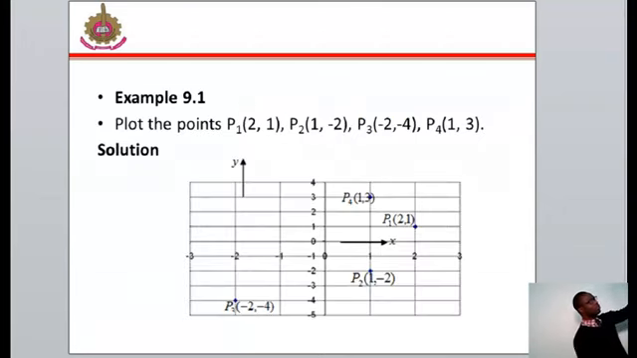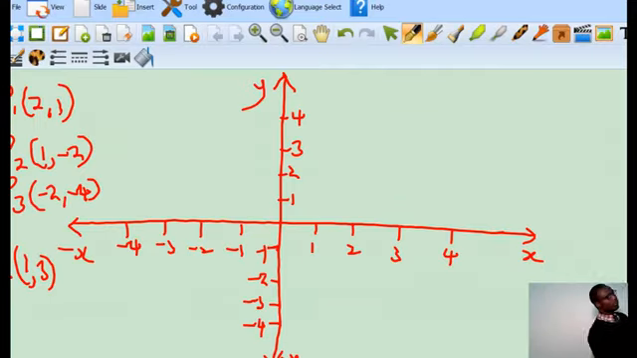Now this is an example. We have to plot the points P1 (2, 1), P2 (1, -2), P3 (-2, -4), and P4 (1, 3) on the coordinate system. Now the coordinate system is drawn on the board, and we locate P1 (2, 1). Don't forget, x comes first and y comes last. Our x is equal to 2 and our y is 1. This is our point P1.